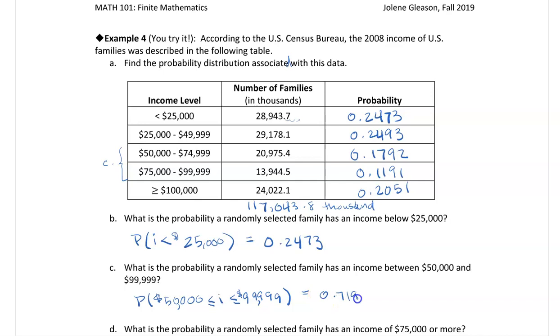So we're just going to add up 0.1792 plus 0.1191. Add those together, and I got 0.2983. Alright, a few more questions here.